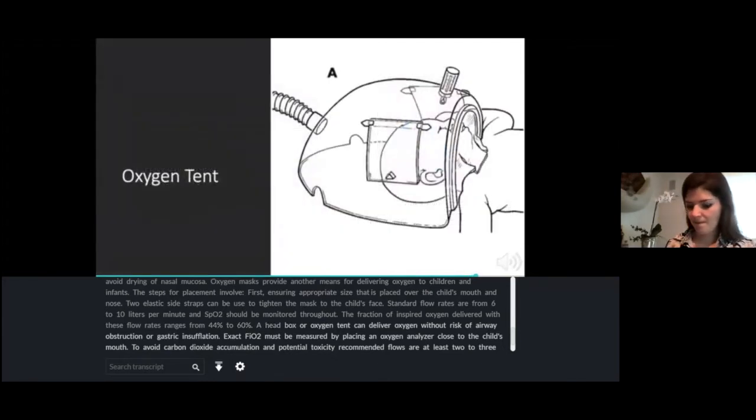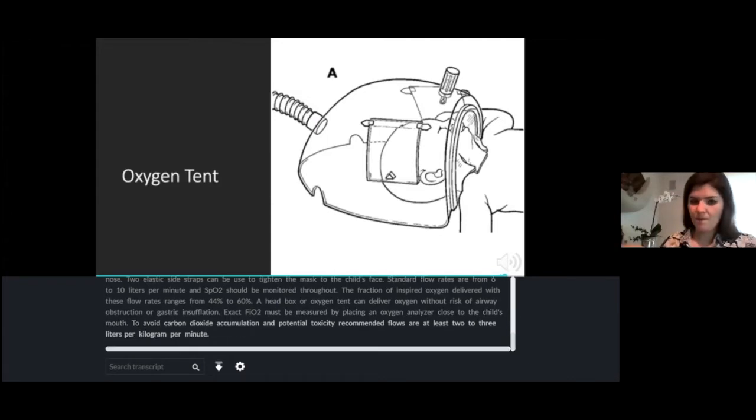A head box or oxygen tent can deliver oxygen without risk of airway obstruction or gastric insufflation. Exact FiO2 must be measured by placing an oxygen analyzer close to the child's mouth. To avoid carbon dioxide accumulation and potential toxicity, recommended flows are at least 2 to 3 liters per kilogram per minute.